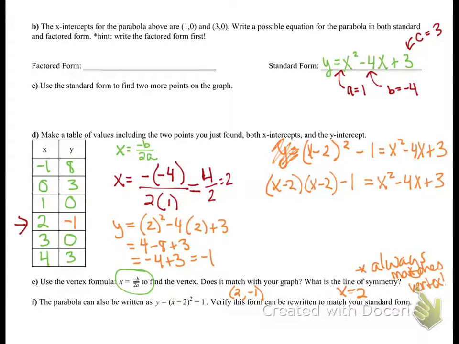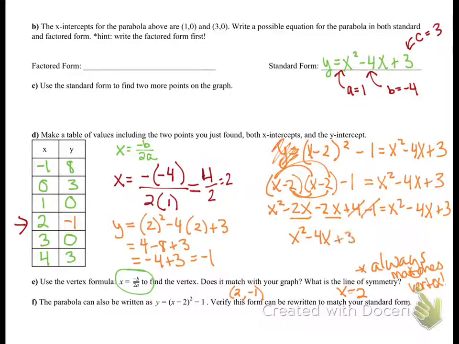I'm going to FOIL now. My first two numbers multiplied together. My outside 2. My inside 2. And my last 2. Negative times a negative is a positive. I'm leaving the right side of this equation the same. I didn't do anything to it. And now let's combine like terms. Our negative 2 and our negative 2, these two guys. X squared minus 4x. And then 4 minus 1 is 3.